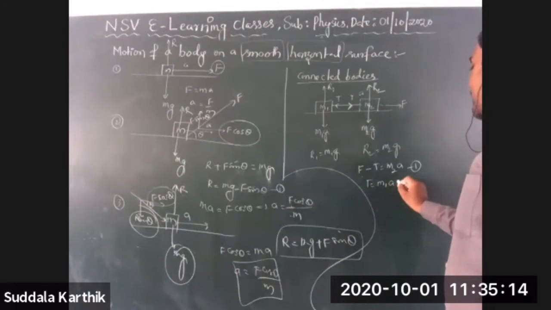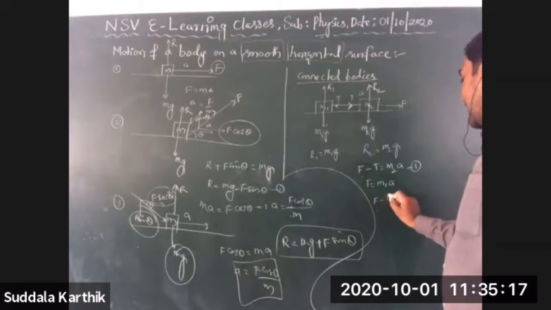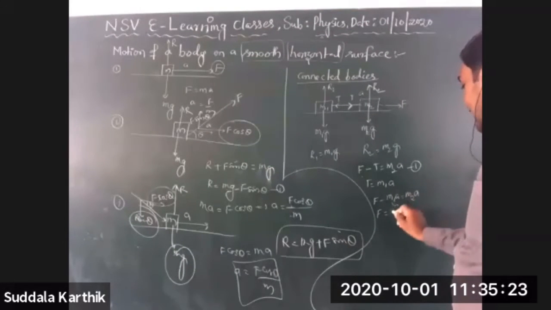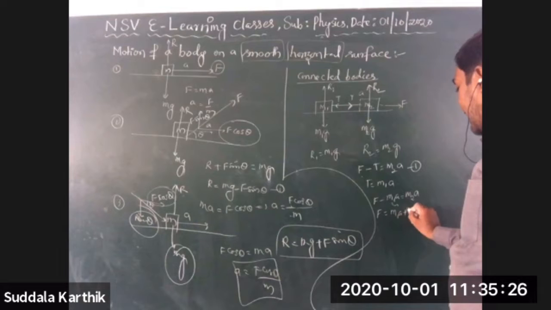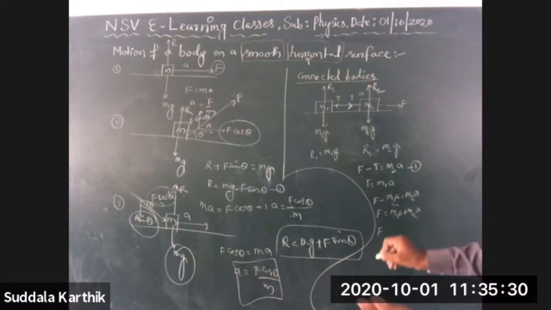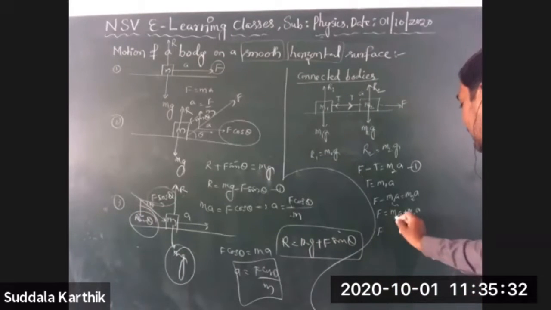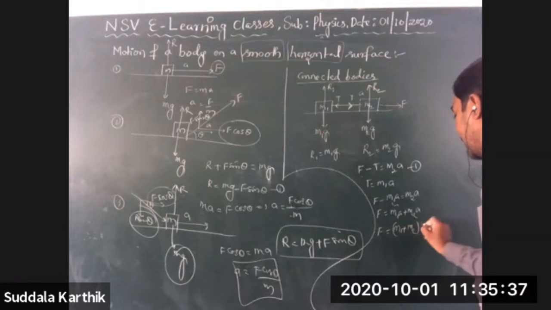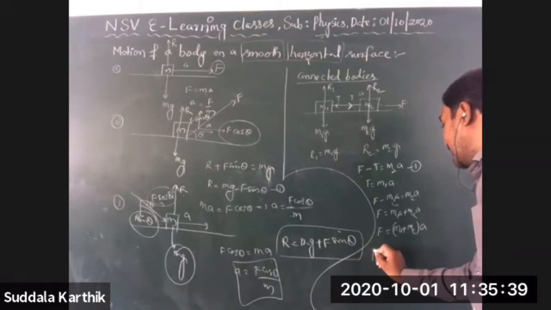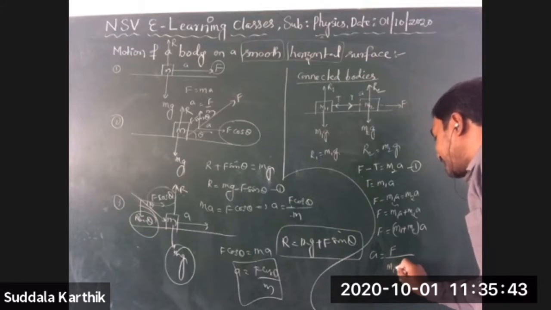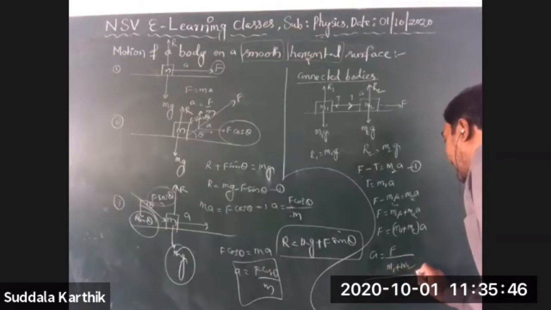Just substituting this T value here: F minus m1a is equal to m2a. So F is equal to, sending this to that side, m1a plus m2a. It becomes positive. So now F is equal to (m1 plus m2) into a. So a is equal to F by (m1 plus m2).